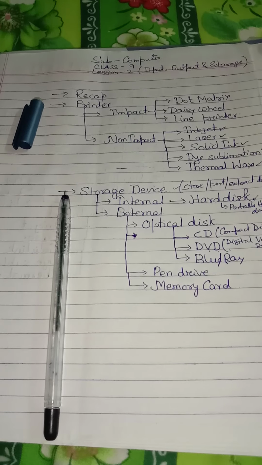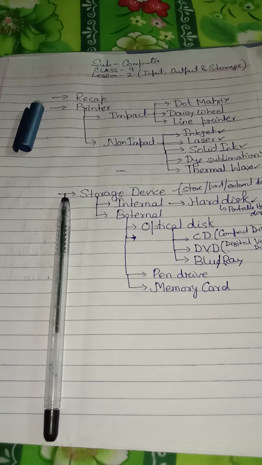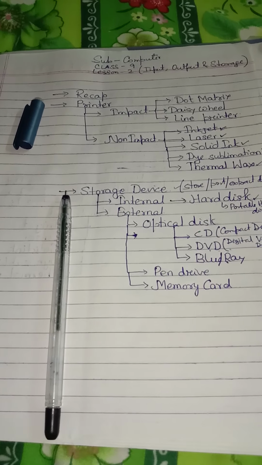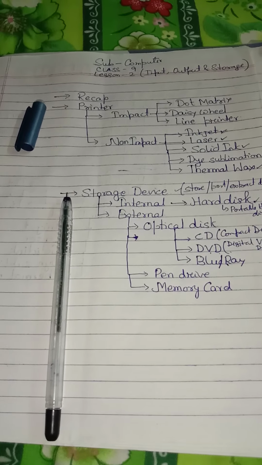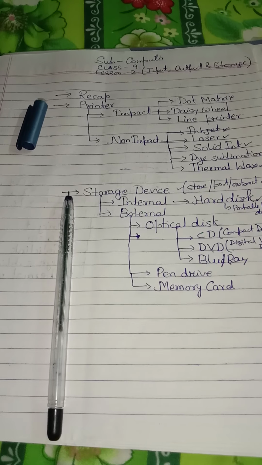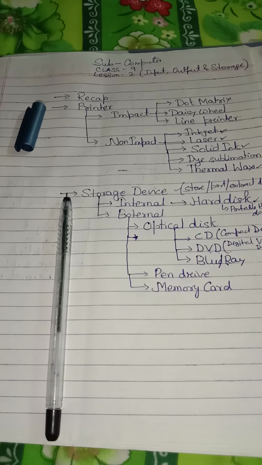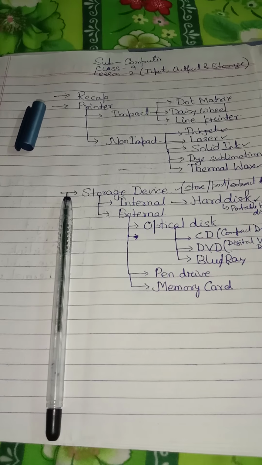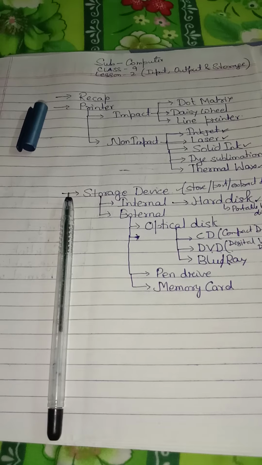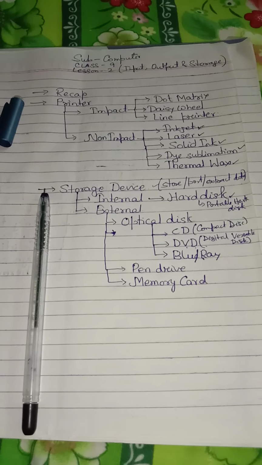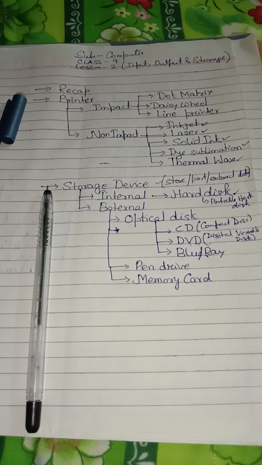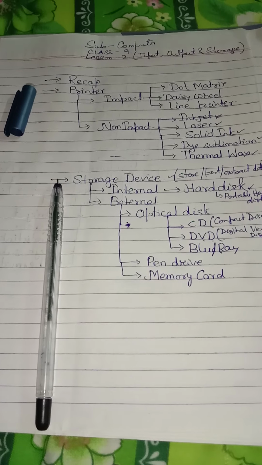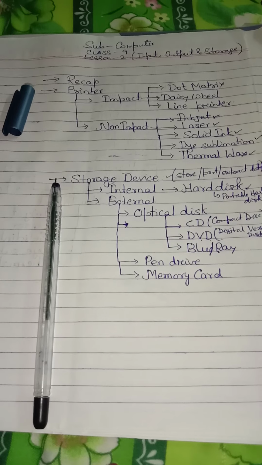So, in the last video, I discussed the different types of printer, the impact printer, the non-impact printer, the basic difference between the two, the types of impact printer like dot matrix printer, daisy wheel printer, line printer, the types of non-impact printer like inkjet printer, laser printer, solid ink printer, dye sublimation, thermal wax, etc. Today we are going to discuss the storage device.